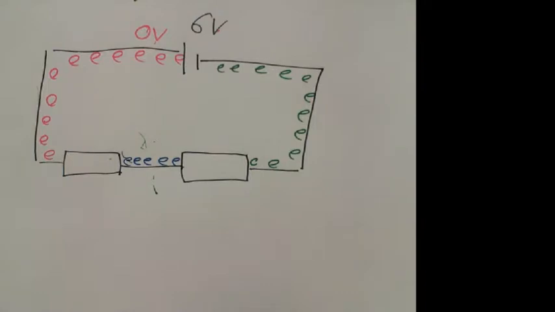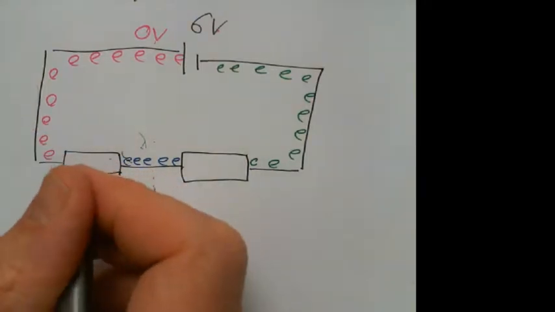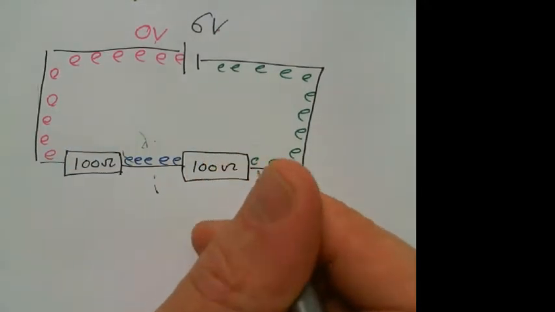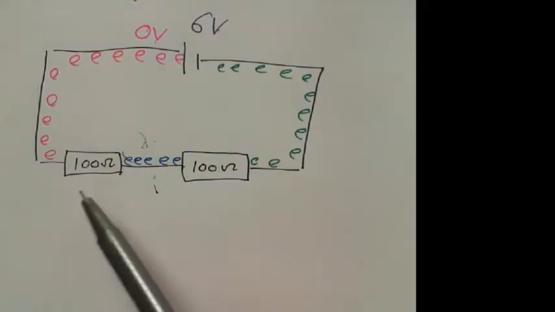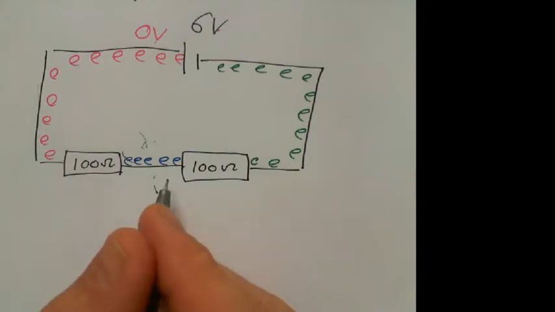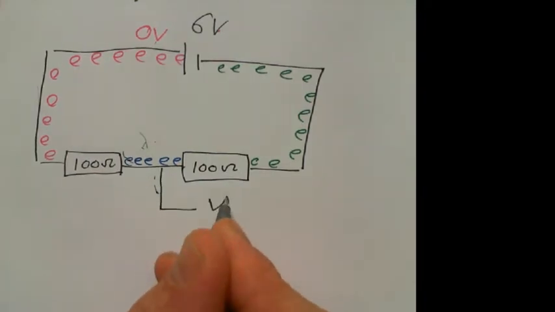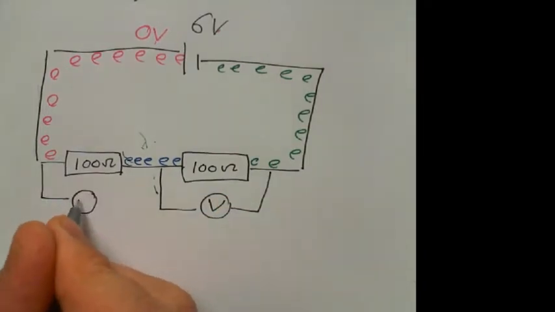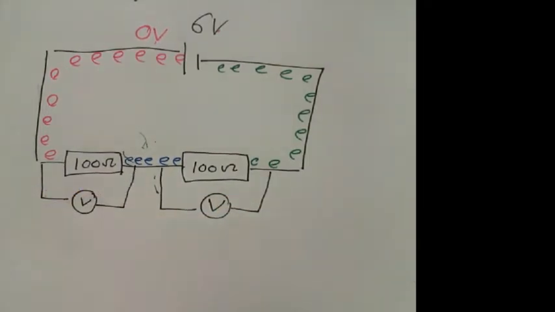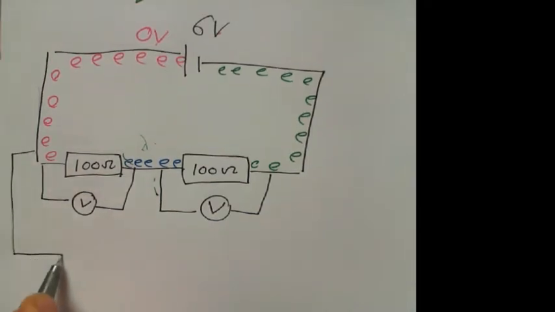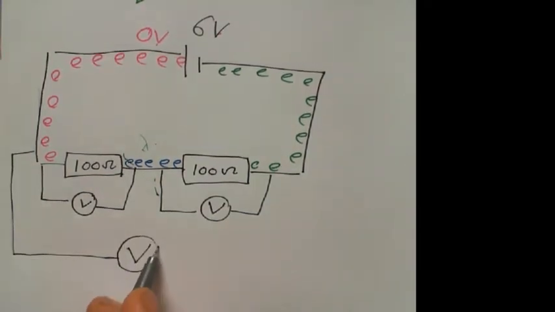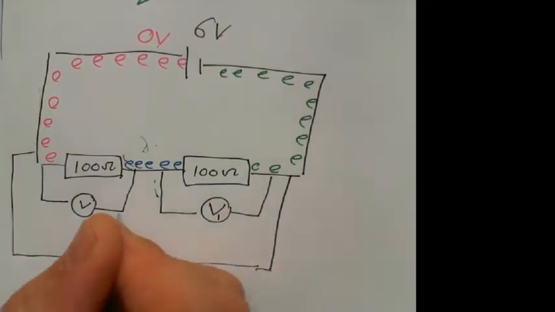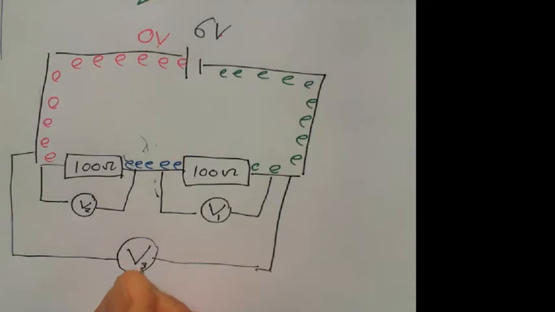So if both of these two have got the same resistance, if they're both 100 ohm resistors, then they're both going to need the same amount of energy to get across them. So if I put a voltmeter here, and I put a voltmeter here, and I put a voltmeter here across both of them, why not? Okay, and I call that one V1, that one V2, and this one V3.